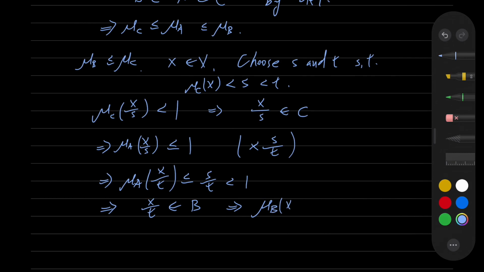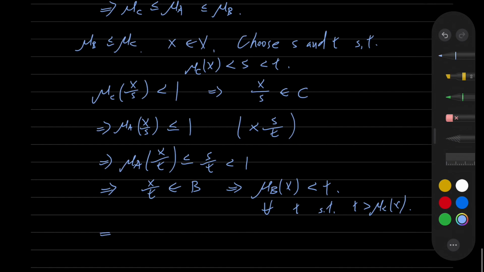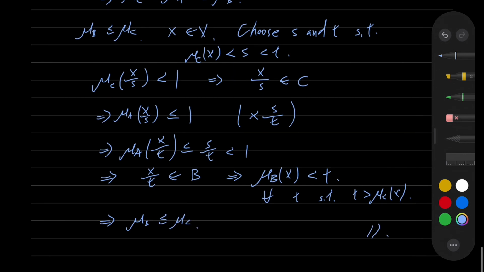Hence, mu B of x is smaller than t. And because this is true for every t larger than mu C of x, this implies that mu B is smaller or equal to mu C. So this finishes the proof.